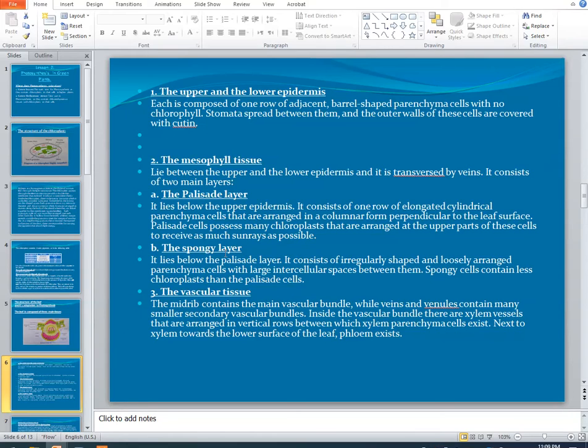Inside the vascular bundle there are xylem vessels that are arranged in vertical rows, between which xylem parenchyma cells exist. Next to xylem, towards the lower surface of the leaf, there is also phloem.